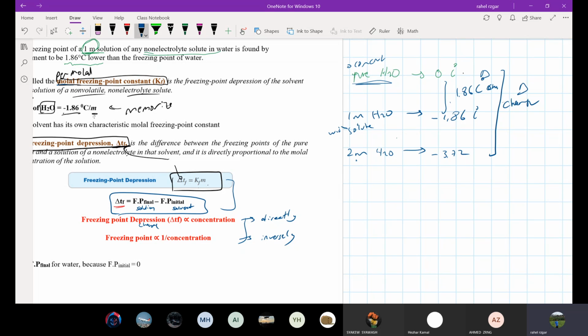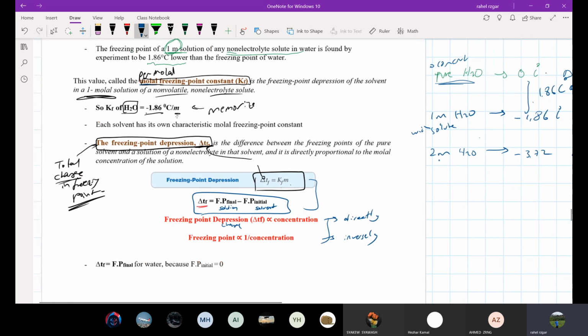This change is smaller than this change. So as concentration is increasing, the change is also increasing. That's why the change is always directly proportional, but the freezing point itself is inversely proportional. If we increase concentration, freezing point will decrease. Any questions?